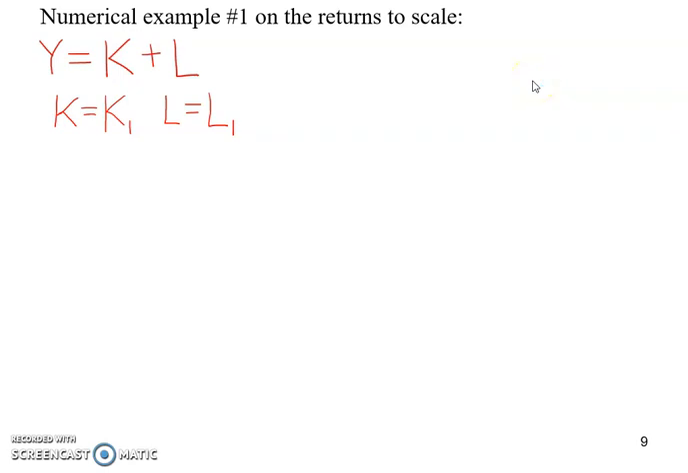The purpose of this video is to help you refresh your memory about returns to scale, which is quite an important economic concept. As said previously, you should already have learned this from the introductory course or intermediate microeconomics, but because we're going to use it in this course, I think it's better for us to go over this one more time.